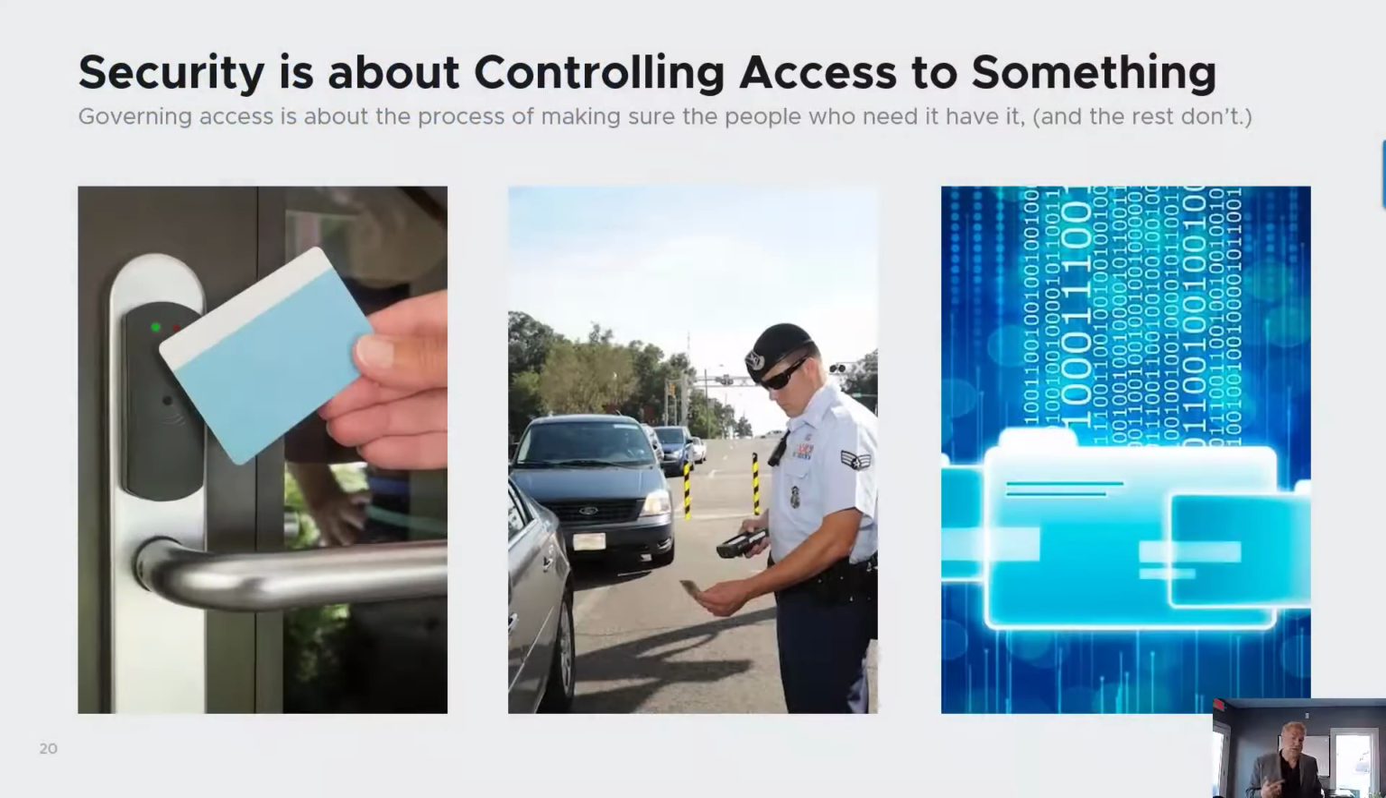So let's talk about security. What is security? Well, security is very simple. It's controlling access to something, whether it's a key to a building, to your home, to a premise, or to some application or a piece of data. It's really simple. It's about making sure the people who need access have it, and the rest don't. It's really that simple.